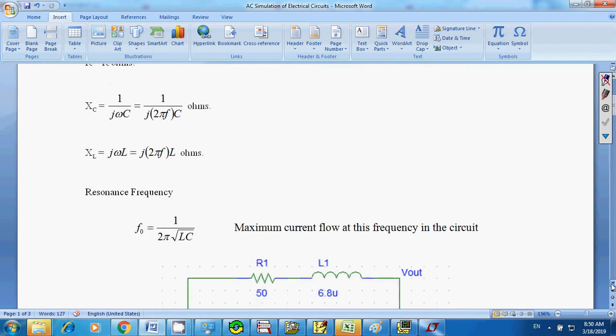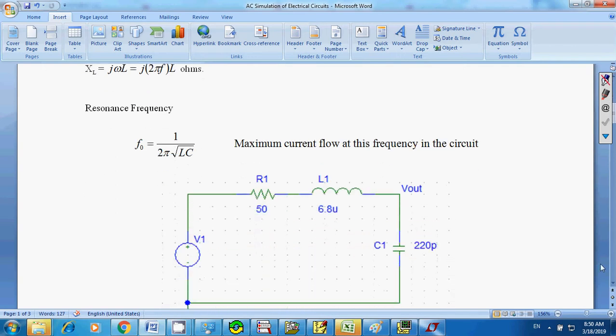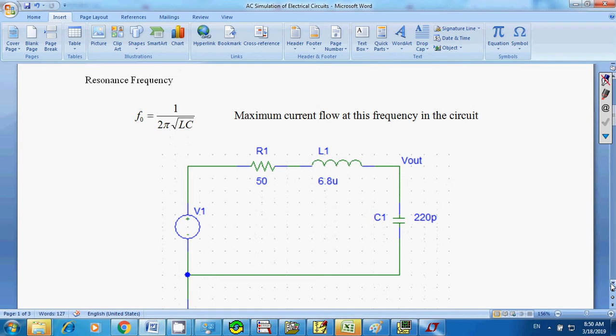And for the RLC circuit, we also know, I'm not going to look back at how to calculate the resonance frequency, F0 equal to 1 over 2 pi square root of LC. And that means at this frequency you're going to have the maximum current flow in the circuit.